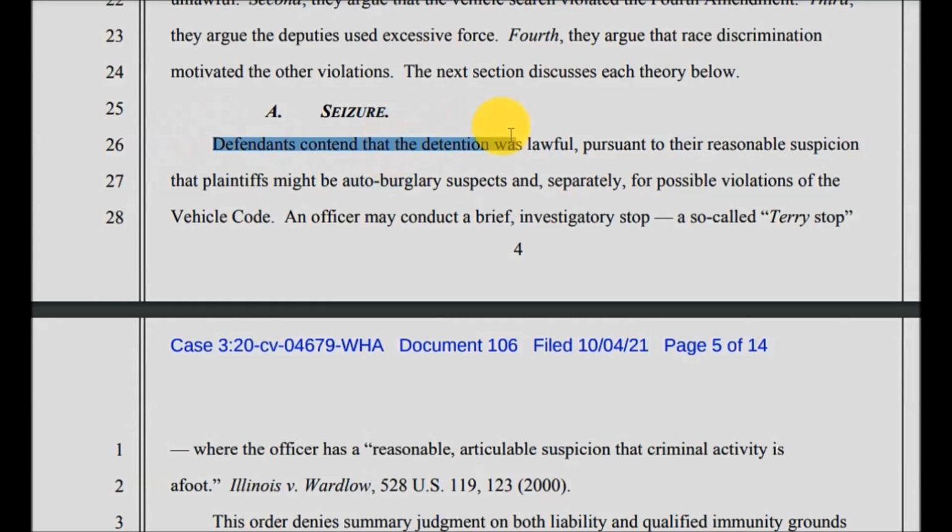Defendants contend that the detention was lawful, pursuant to their reasonable suspicion that plaintiff might be an auto burglary suspect. So now you have to know what reasonable suspicion means. The fact that reasonable suspicion exists in this verbiage is referring to something called a Terry stop, which we've run over in about 4 or 5 different videos.